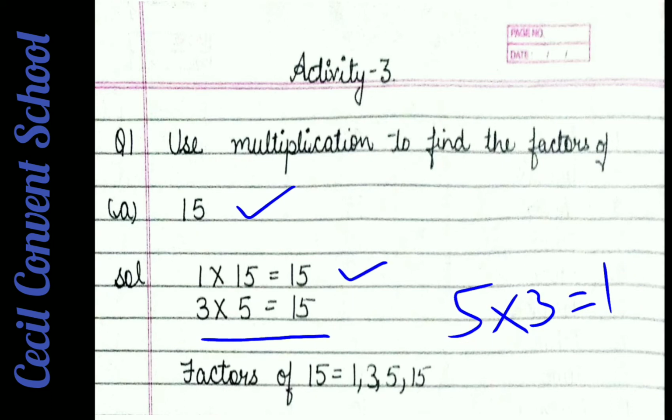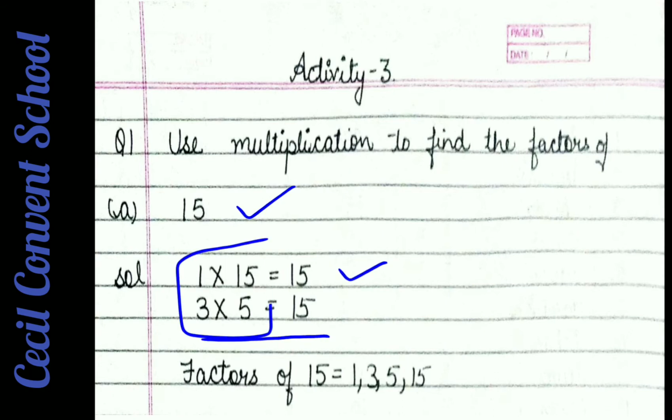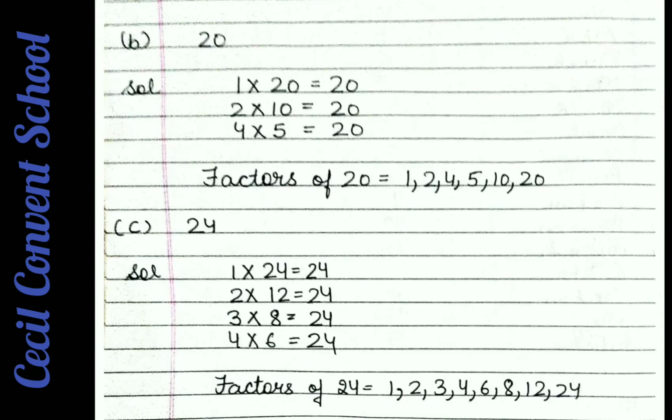After that we write the factors, because after this process all the numbers will only be repeated. Clear? So what are the factors? All these numbers you will write in this line in ascending order. Means 1, after 1 comes 3, then 5, then 15. Clear? Now we do the B part.